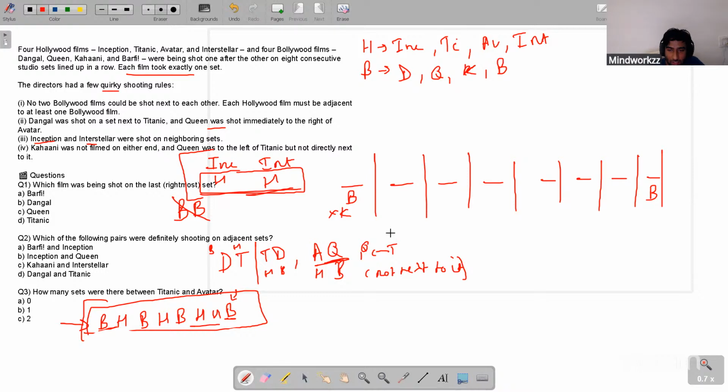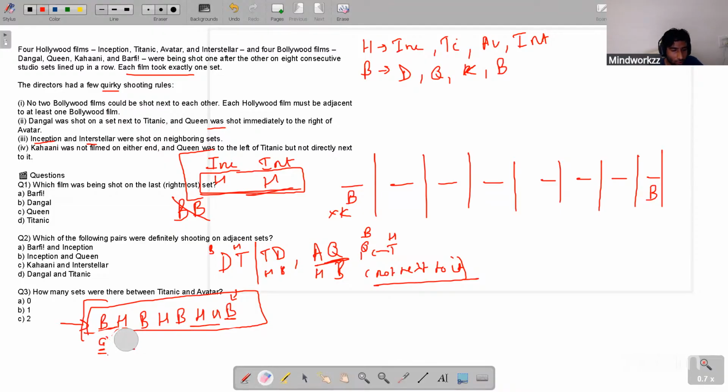Please understand, Titanic is a Hollywood film and Queen is a Bollywood film. So let's say for example Titanic comes here, okay? Then you have this fact that you should have Queen here. I'm just assuming, just trying to explain to you using assumptions. So if Titanic comes here, then Queen has to necessarily come next to it. But it is told to us that it cannot be next to it, right?